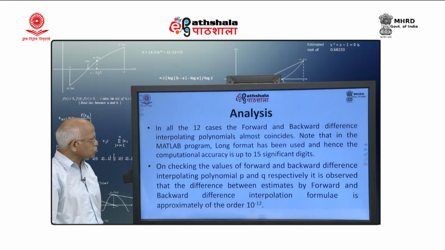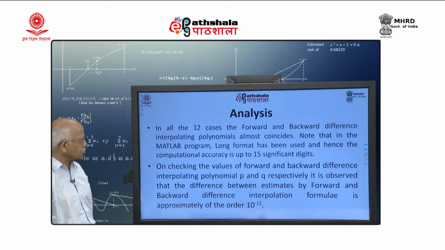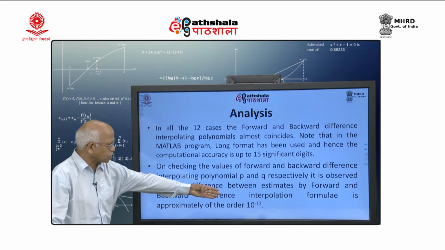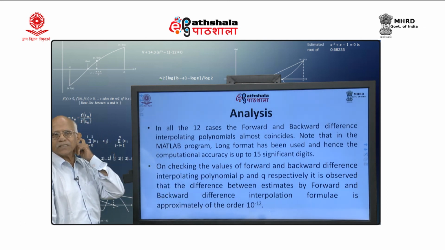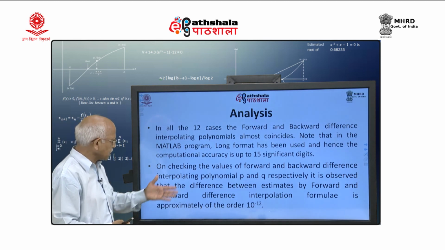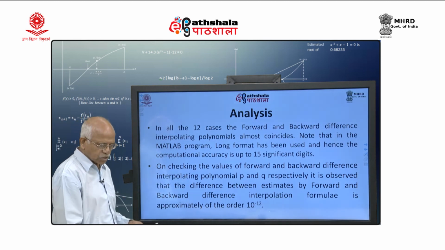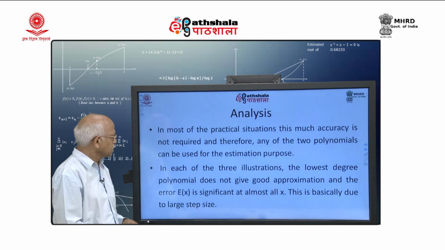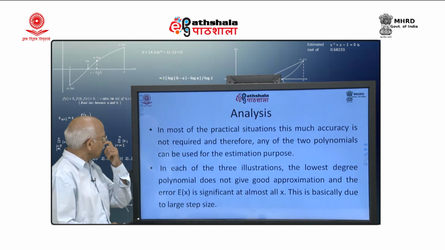On checking the values of the forward and backward difference interpolating polynomials p and q respectively, it is observed that the difference between the estimates by the forward and backward difference interpolation formula is approximately of the order 10 raised to -12, and therefore you can presume that there is no difference between the two, because this much accuracy is not even required in many of the applications.